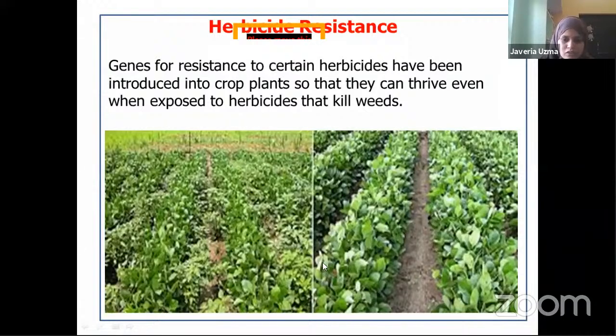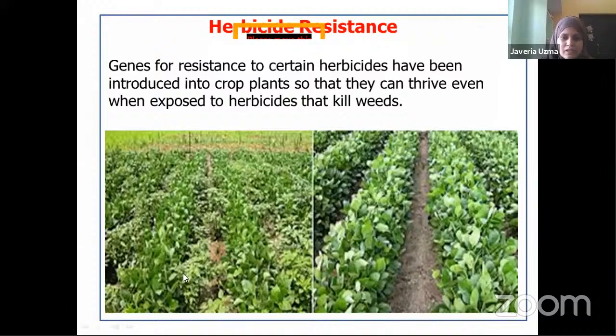Whereas here, along with this crop, you have all the unwanted or undesired plants which are of no use. With the help of transgenic technologies, you can make a plant herbicide resistant. Herbicide is a medicine, or a drug, which is used to kill herbs or weeds. So it will kill unwanted weeds.